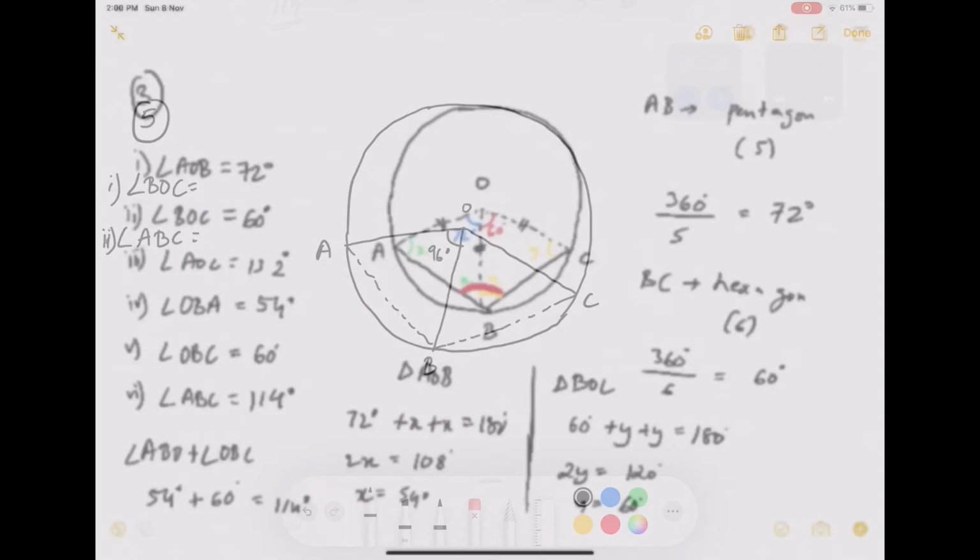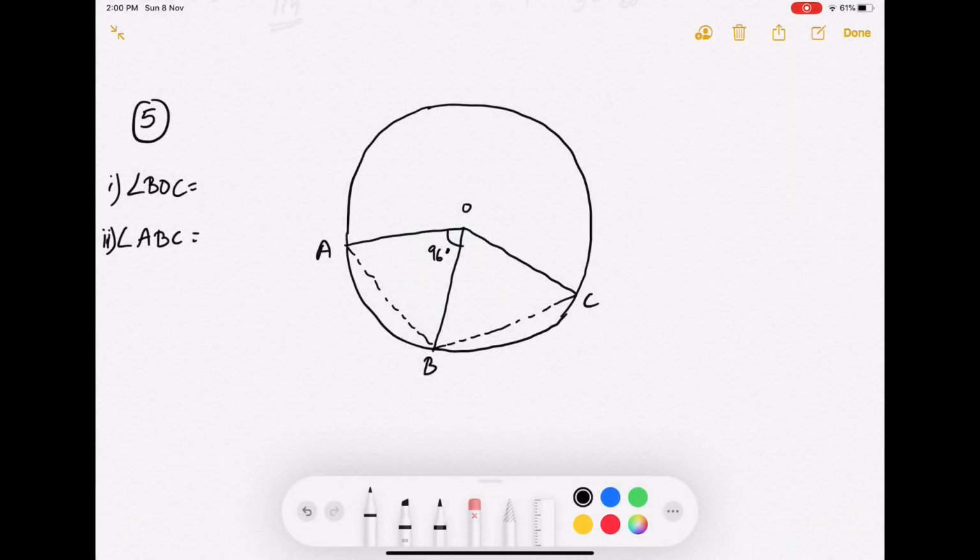In question number 5, it's given that in the figure the lengths of arcs AB and BC are in the ratio 3:2. And if angle AOB is 96 degrees, we have to find two angles. First, let us focus on finding angle BOC. BOC is over here. Okay, so now it is given that the ratio of the lengths of arcs AB and BC is 3:2.